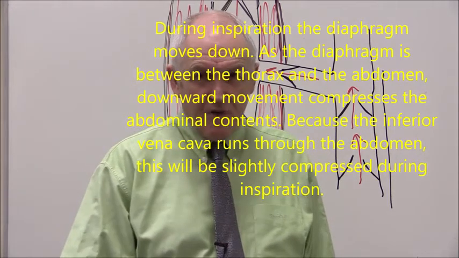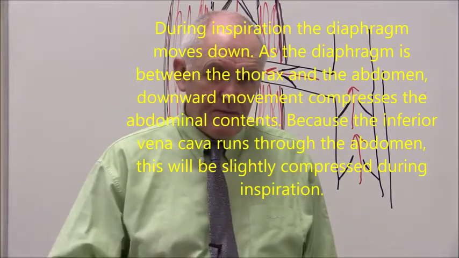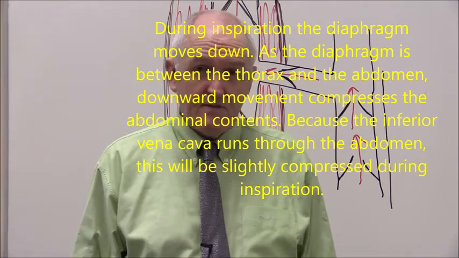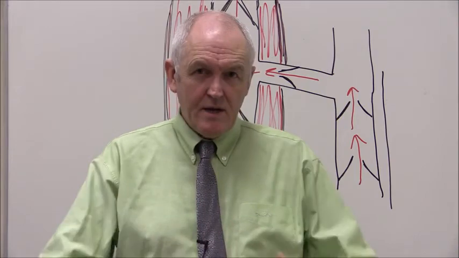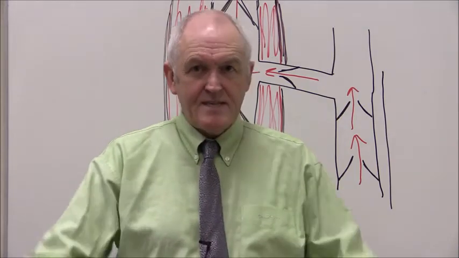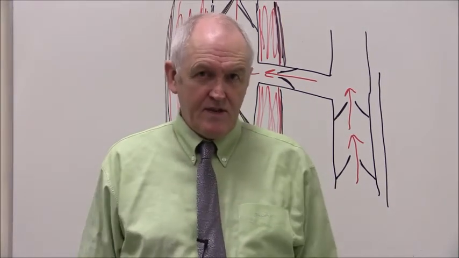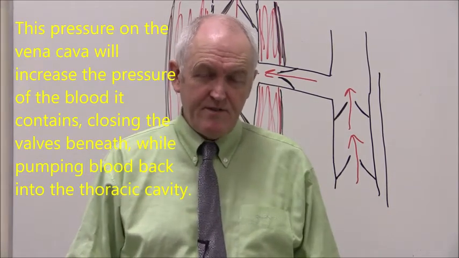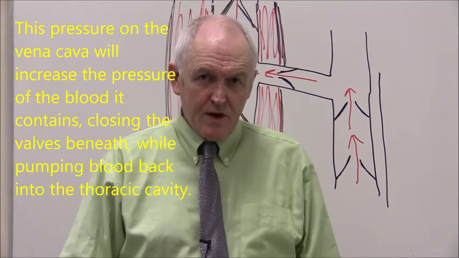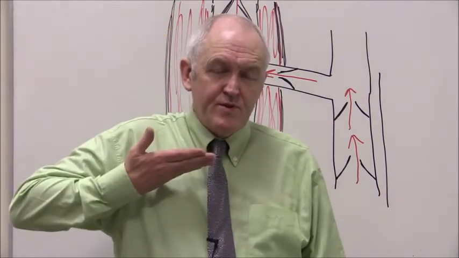And of course, on the right side, running up the abdominal cavity, you have the inferior vena cava. So as I breathe in, the diaphragm goes down and compresses the abdominal contents. That's going to press on the inferior vena cava. And the valves, because of the increased pressure in the inferior vena cava, mean the blood will go from the abdominal through to the thoracic cavity.